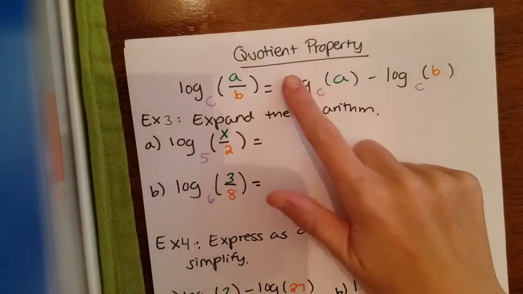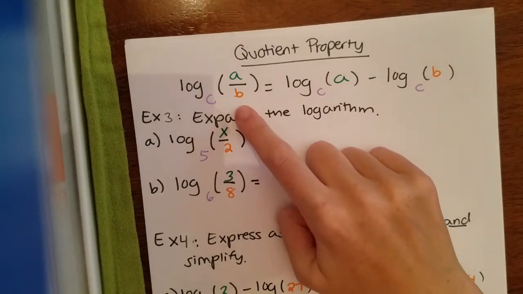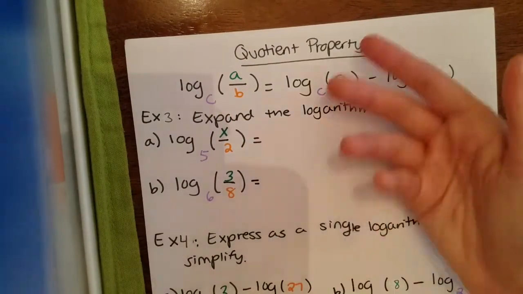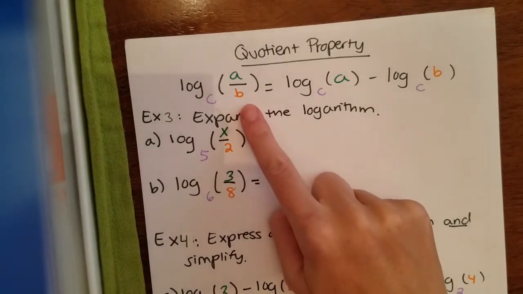Hey, hey, hey, so the quotient property. Quotient means division. Product property, product means multiplication. That's why our last rule involved multiplication. So the quotient property involves division.